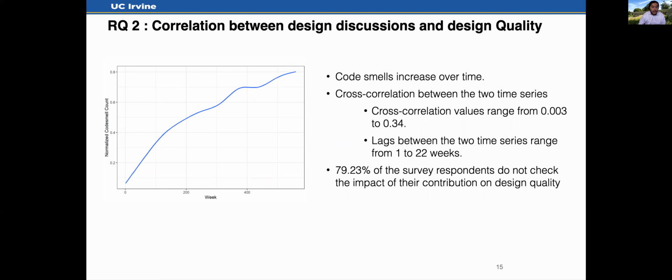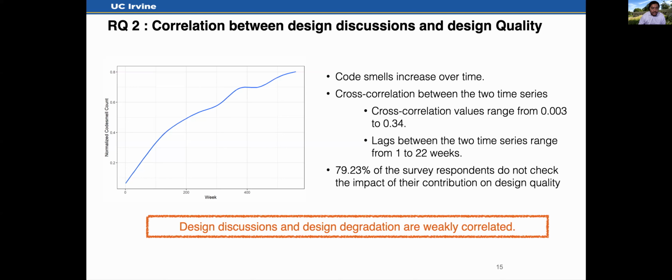Some of the reasons for this weak correlation could be the difficulty of retrieving discussions because of fragmented discussion across channels and unofficial discussion. Lack of tool support to retrieve and tie discussions to their work may also be another reason for such weak correlation. We also saw lags between the two time series ranging from 1 to 22 weeks. Another reason could be that developer attention is very low regarding these topics, since 79.23% of our survey respondents said that they do not check the impact of their contribution on design quality. So in summary, design discussions and design degradation are weakly correlated.